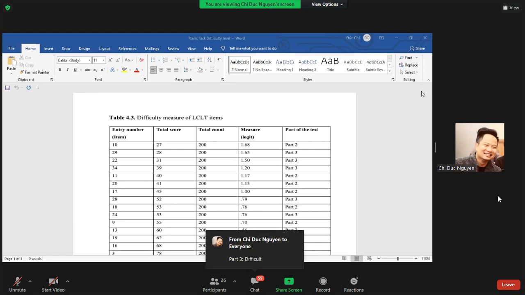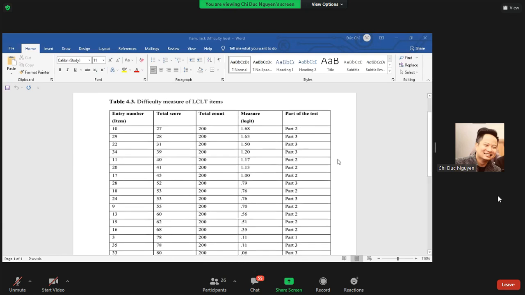Can you please study these difficulty levels over here? And does the actual test score support that claim? Yeah, supporting that claim. So part number 1 is supposed to be the easiest one. For example, say item number 3 over here. Is this easy? Yes.